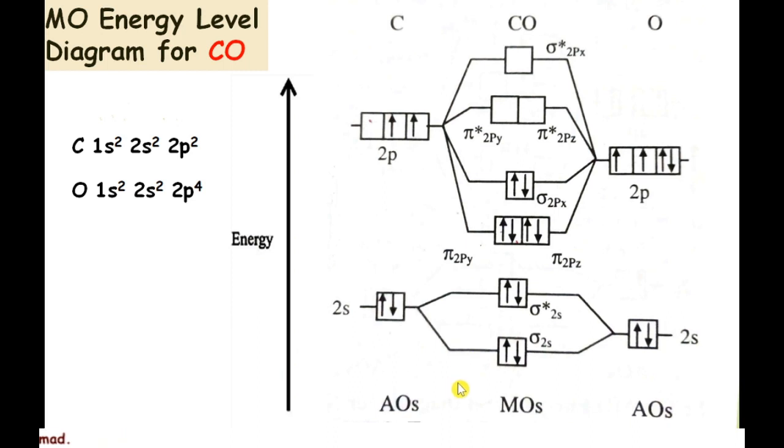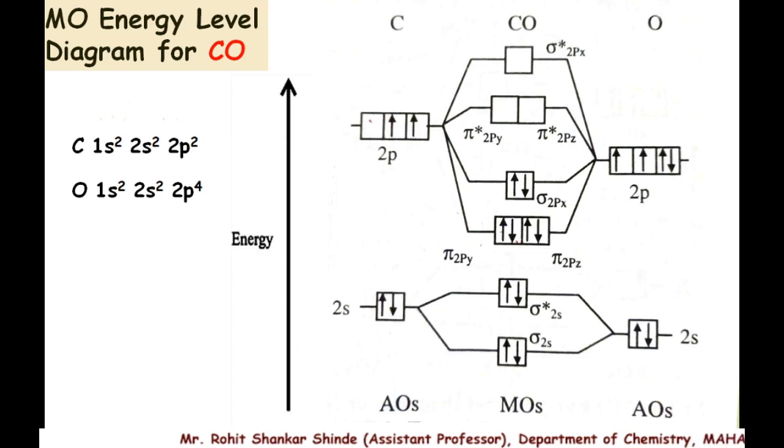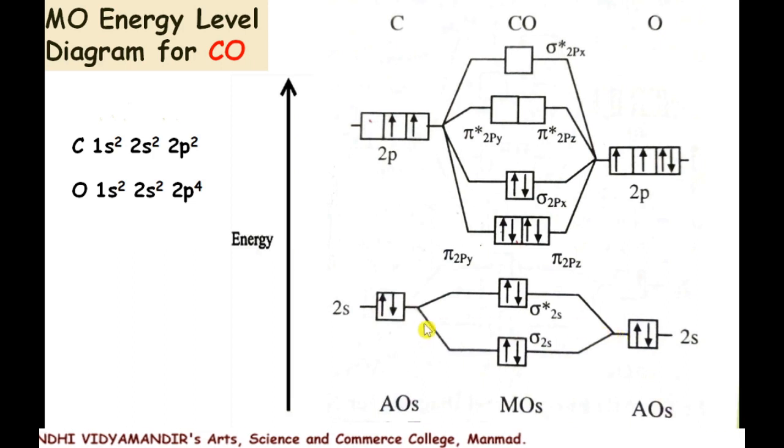So the molecular orbital energy level diagram for the N2 molecule is similar to the CO molecule, except that the energy levels of oxygen are lower than those of the carbon atom. Here you can clearly see the atomic orbitals of oxygen have lower energy than the atomic orbitals of carbon. This occurs due to the electronegativity difference between carbon and oxygen.